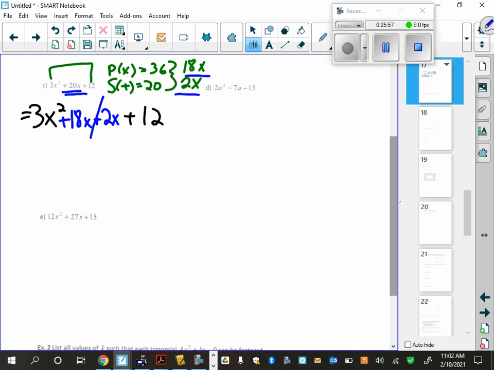GCF the first two terms, GCF the last two terms. Feels good when you're done a question like this. If you are done, check it in your head using FOIL and make sure you get 3x squared plus 20x plus 12.